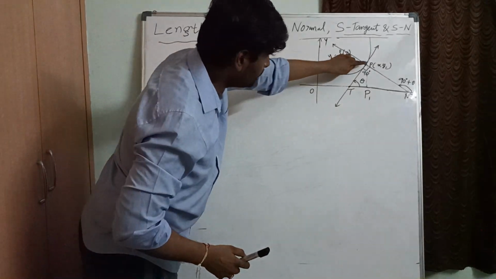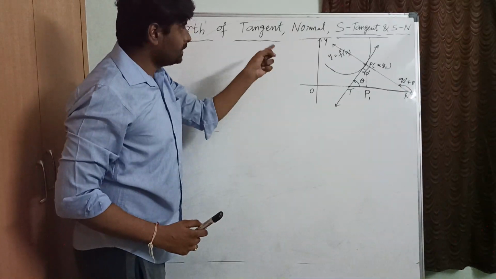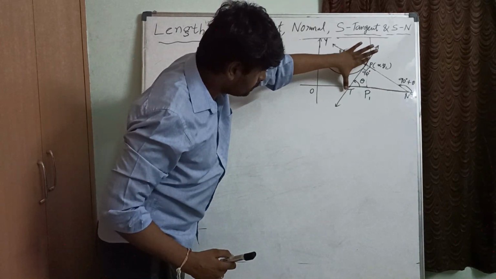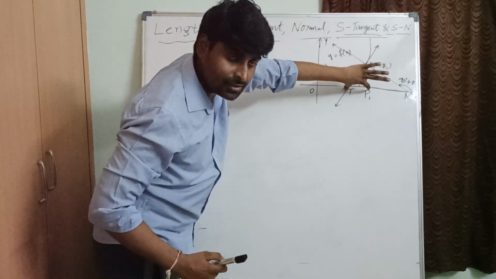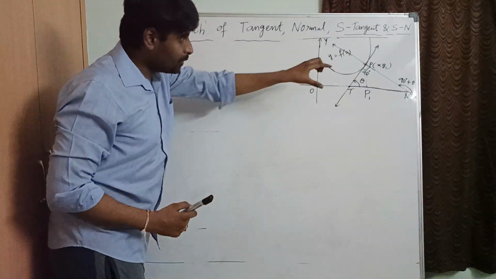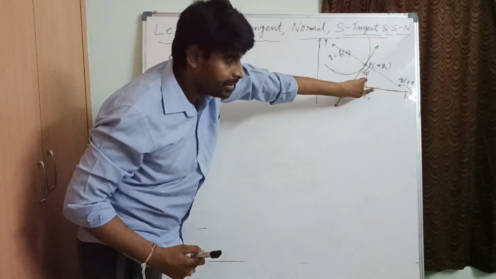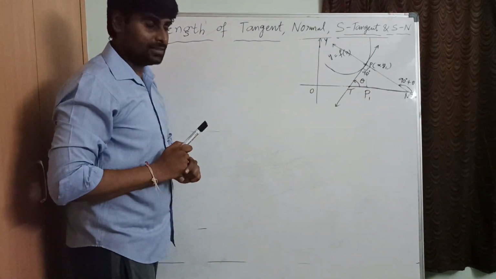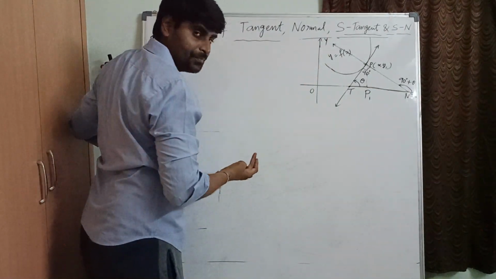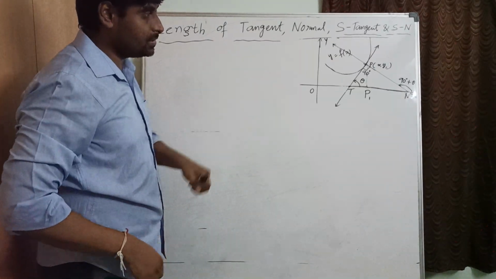What is the length of normal? PN. So this is the length of normal. And what is the subtangent length? The projection of this P. So the projection of TP on the x-axis is TP1. Let me repeat: the projection of TP on the x-axis is TP1. So TP1 is the length of subtangent. Similarly, what is the projection of normal NP on the x-axis? NP1. That is the length of subnormal.